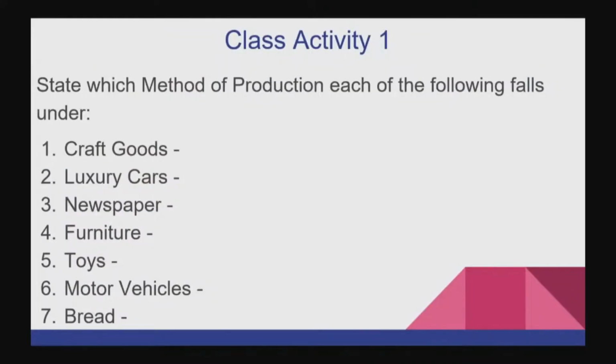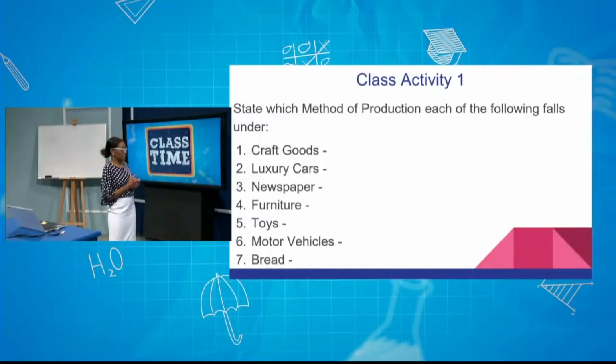Very good. We have a class activity here, right? I want you now to state which method of production each of the following falls under. We have craft goods. Would it be job, batch, or flow? Which one? Let me hear you. Job production, very good, because this is a unique product, one-off, and remember for one-off, we talk about job production. What about luxury cars? Job production as well, very good.